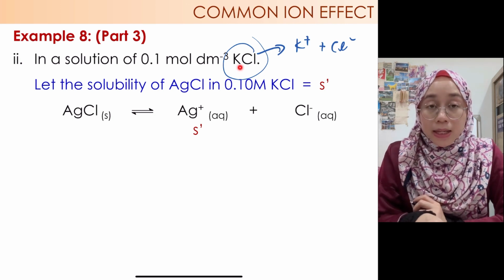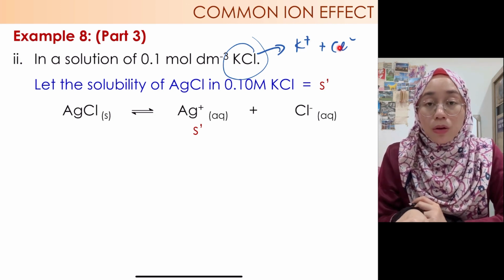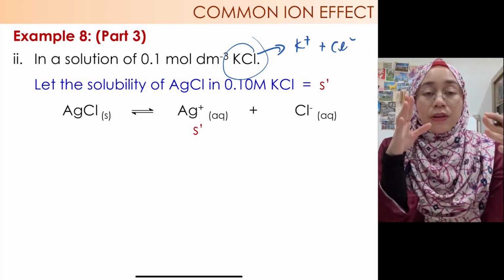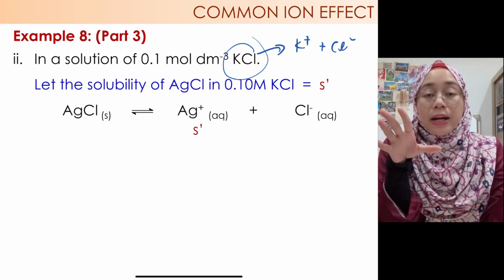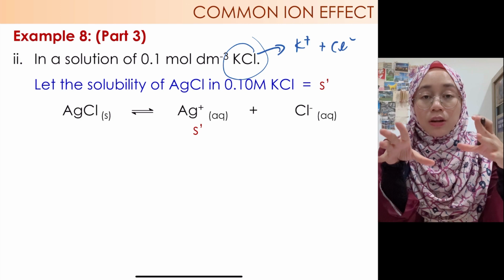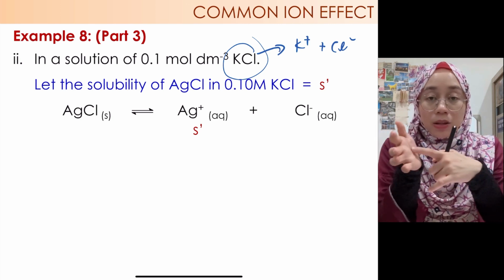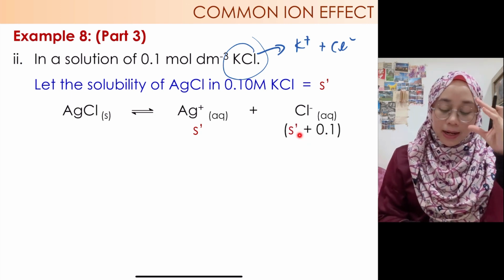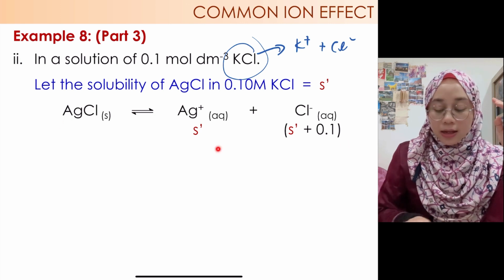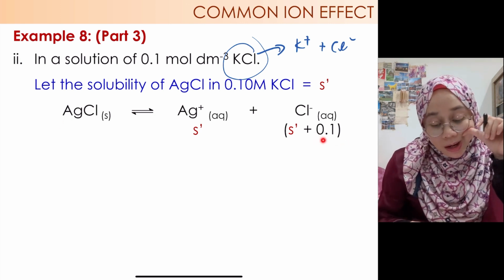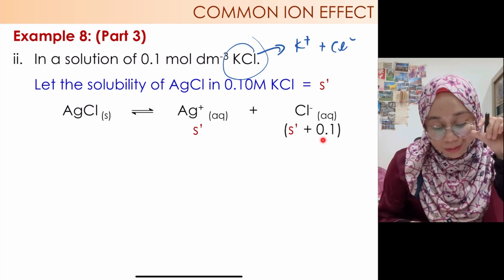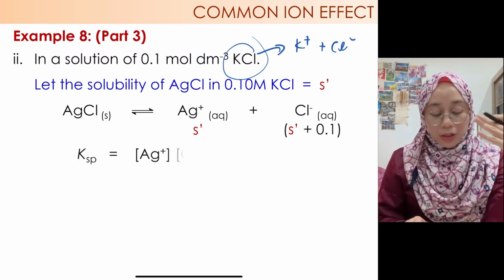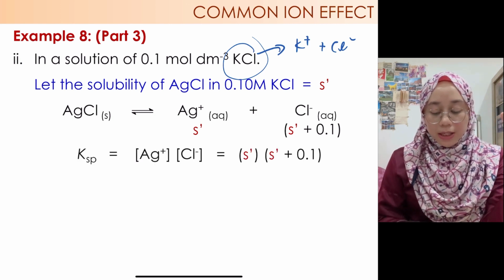Kan, sebab 1 mole of KCl dia akan boleh produce 1 mole of K plus dengan 1 mole of Cl minus. So concentration sekarang ni obviously not mainly datang daripada AgCl, but kita kena take note juga the concentration of Cl minus yang datang daripada KCl sendiri. So concentration of Cl minus ion dekat sini adalah S prime, yang datang daripada AgCl, tapi ada 0.1 juga kat sini, which is concentration of KCl. Jadi bila kita masukkan dalam KSP, so now dia jadi macam ni.